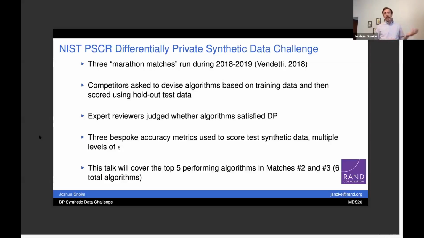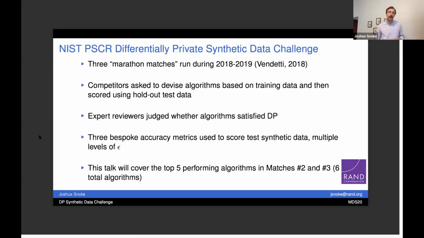And what they also had was expert reviewers who judged whether the algorithms actually satisfied differential privacy. So the competitors had to submit full descriptions of their mechanisms and proofs for why they satisfy differential privacy, and then these were evaluated. And then the actual scoring was using 3 bespoke accuracy or utility metrics, as I'll call them, that NIST came up with. And then they were tested on multiple levels of epsilon. So they were also interested in seeing how these algorithms performed as you changed epsilon.